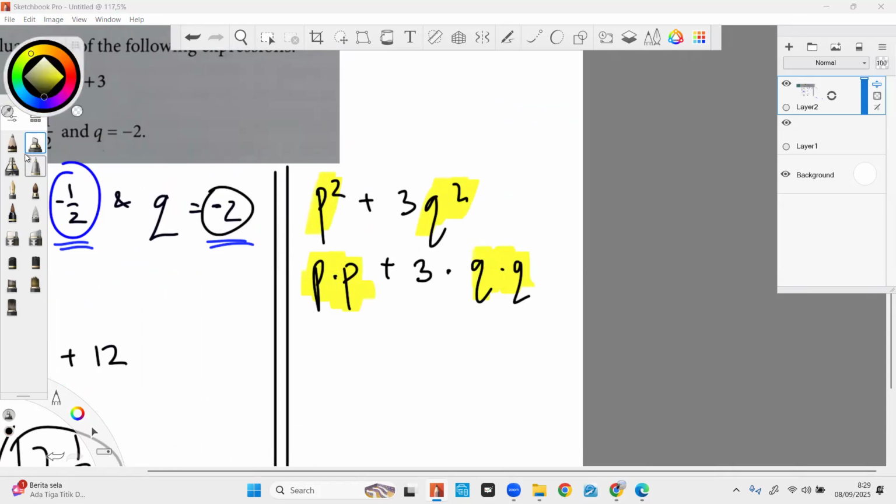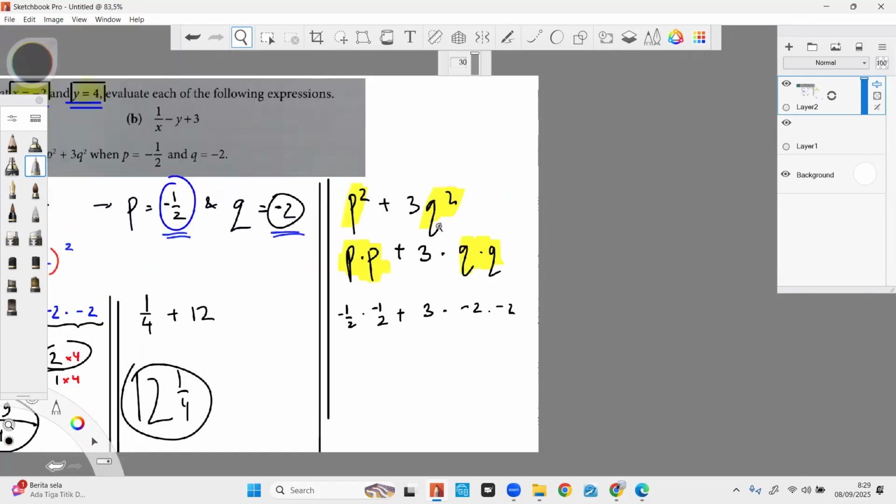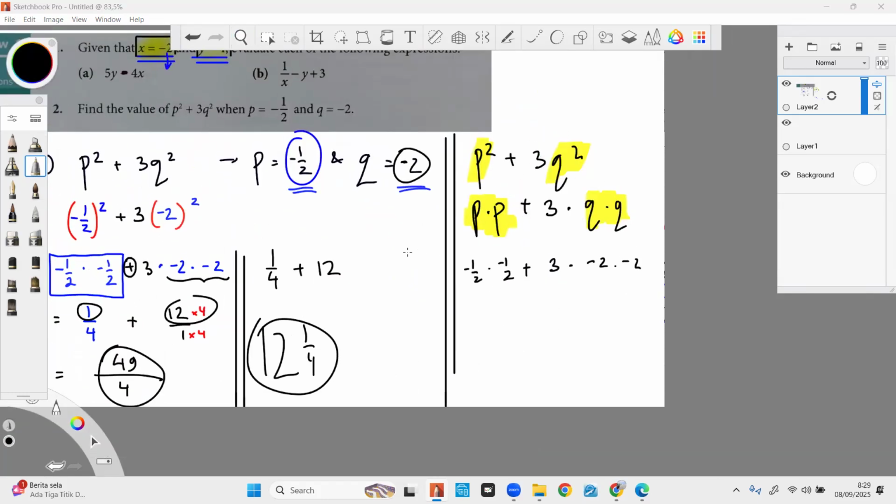Then after you do this, you go to the number. P is negative half times negative half. Q is negative 2 times negative 2. Which one is better for you? Just pick. We don't use any bracket. In this case, no bracket is required. So we have 1 over 4, because negative times negative, plus 3 times 4, 12. So I think this is faster, right? Why? You don't have to think of the bracket because you separated the letters already.